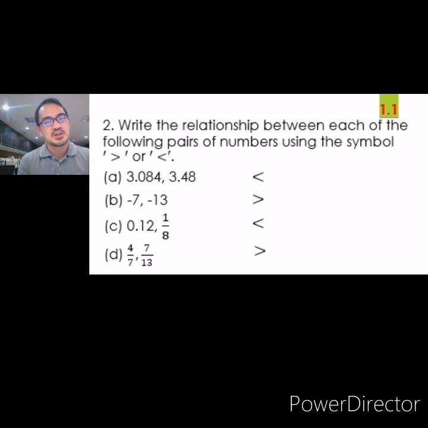The common denominator of the two fractions is 7 times 13 equal to 91. 4/7 is equivalent to 52/91. And 7/13 is equivalent to 49/91. So therefore, 4/7 is greater than 7/13.